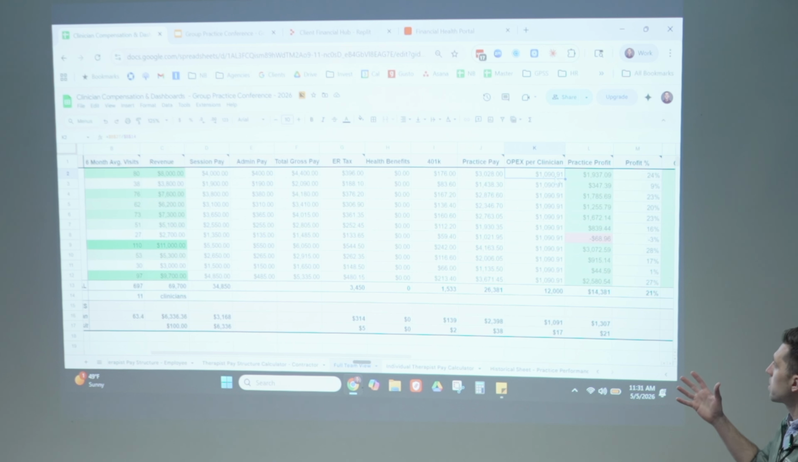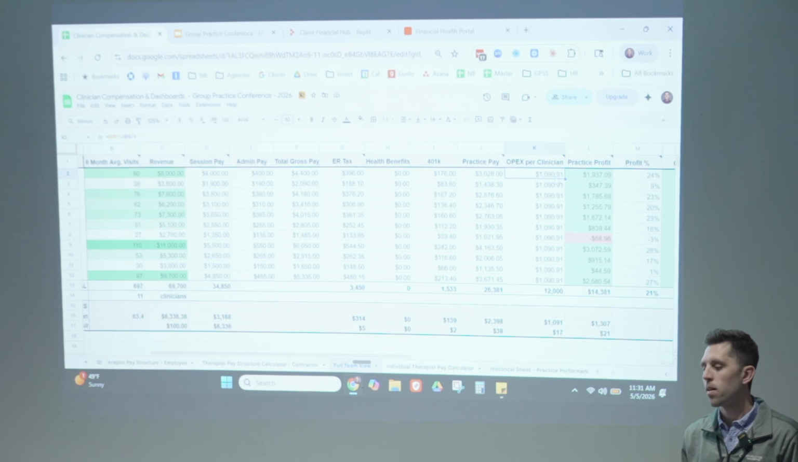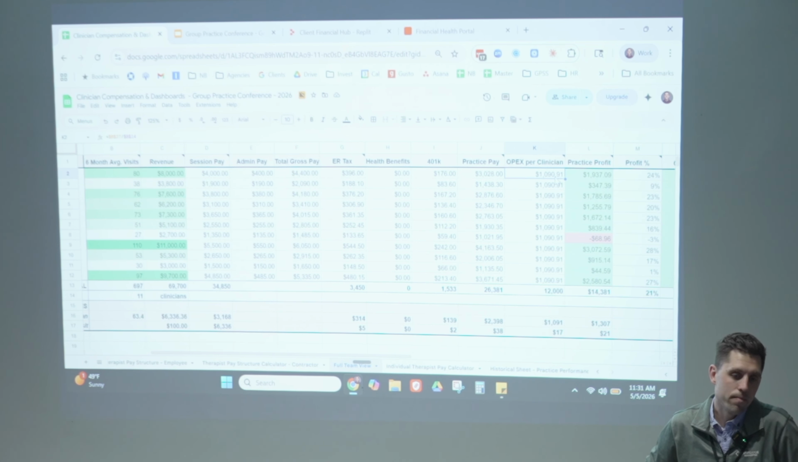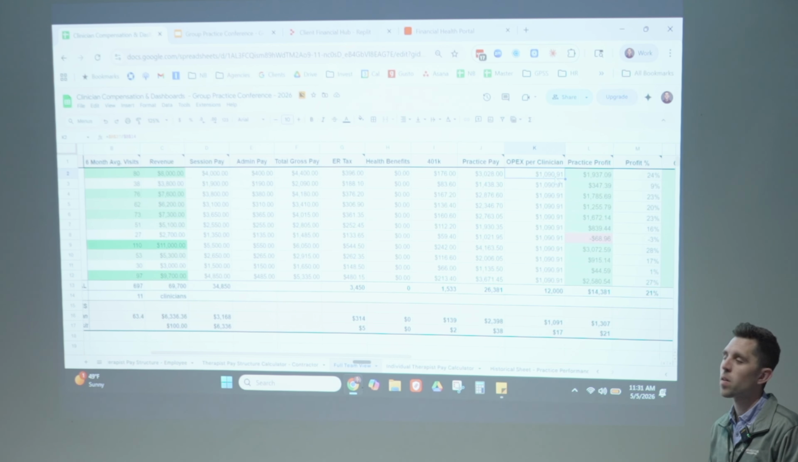So that operating expense is usually an average of your operating expenses over the last 6 months, and that will determine, hey, if we all of a sudden make a big marketing investment or we're furnishing a space, that number will change, but we still need a therapist to cover that. Rent's still got to get paid, advertising still got to get paid, all those things need to happen. So that's what that OpEx per clinician is going to show you.